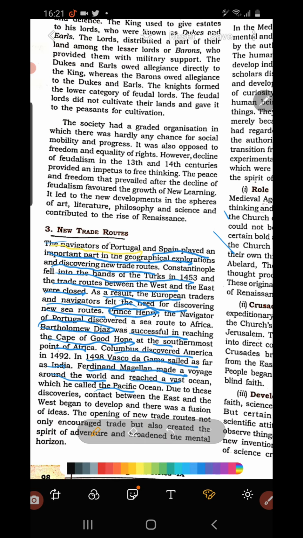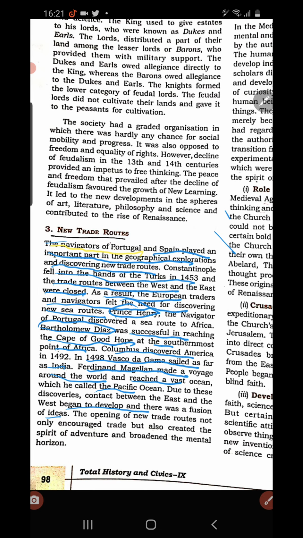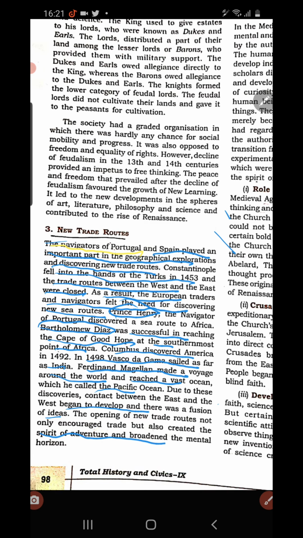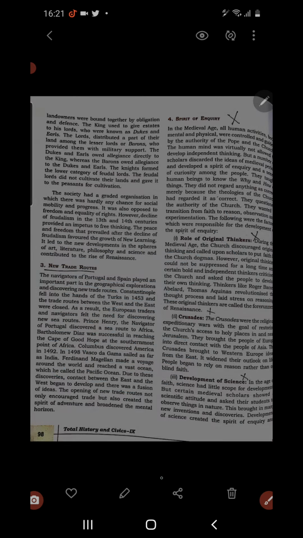Due to these discoveries, contact between the east and the west began to develop. There was a fusion of ideas. So the opening of new trade routes not only encouraged trade but also created the spirit of adventure and broadened the mental horizon. They came across new people, so the spirit of adventure improved and the mental horizon widened. Okay, so these are all about the trade routes.